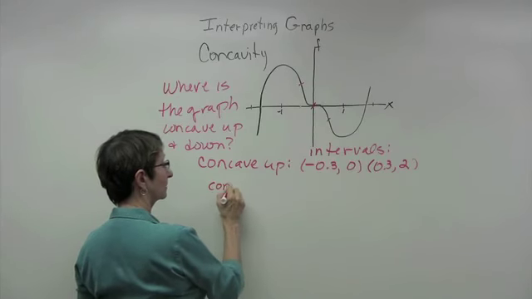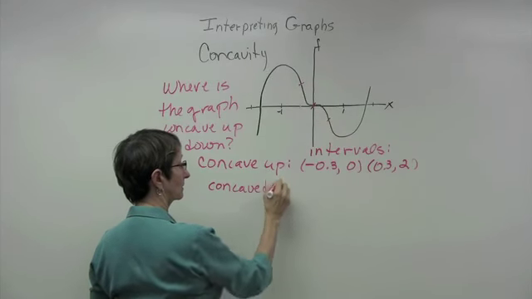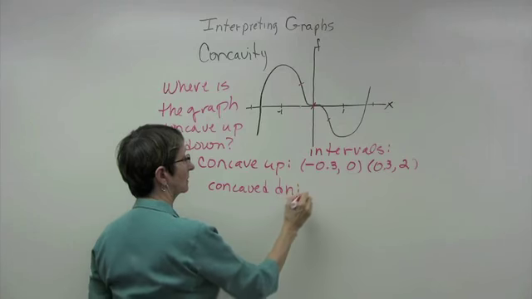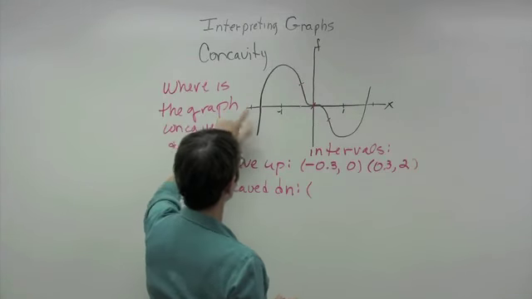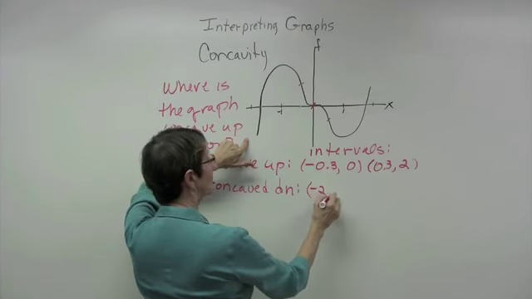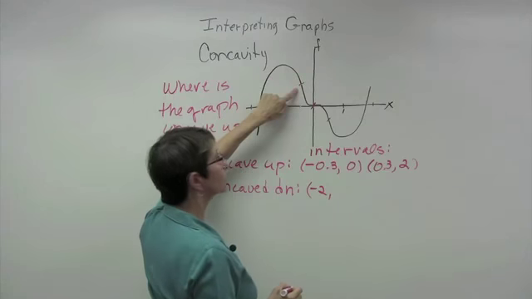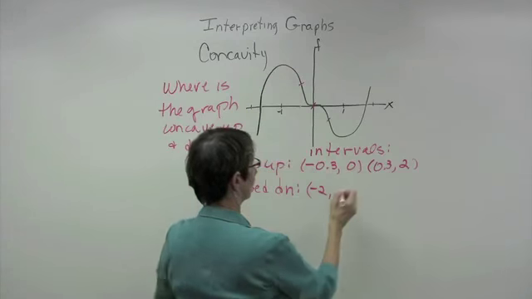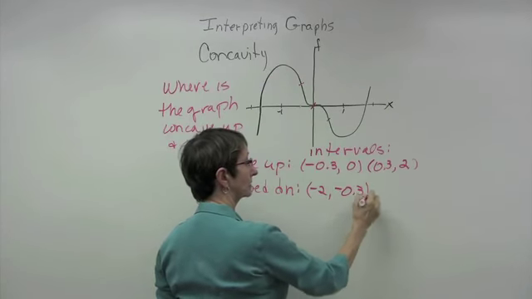For concave down, it starts over here, and I'll call that -2, all the way over to this point here, which we already said was -0.3.